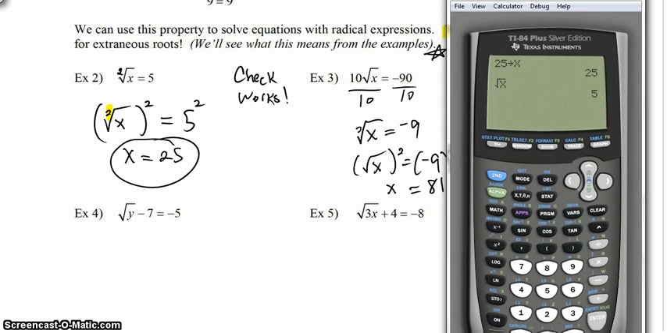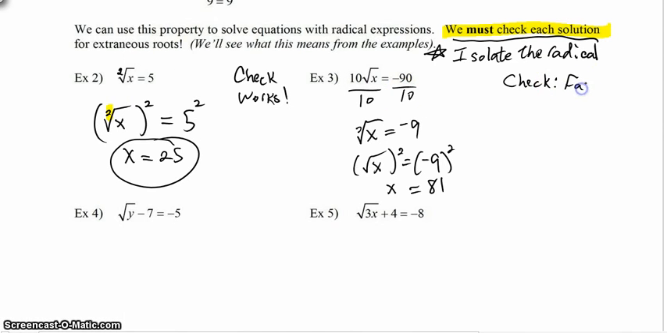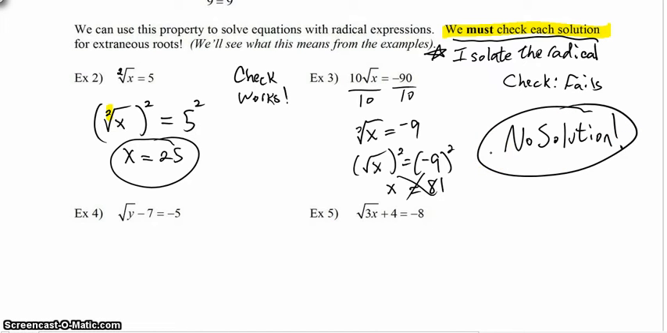We obviously saw an answer of 81, so I'm going to type 81, store that in for x, and then we'll type in 10 square root of x. That was my original left-hand side. When you hit enter, you get positive 90, not negative 90. Your check fails. When you plug in 81 into that radical, the left side does not equal the right side. The correct answer is that there's no solution. And you can see how very important doing a check really is.